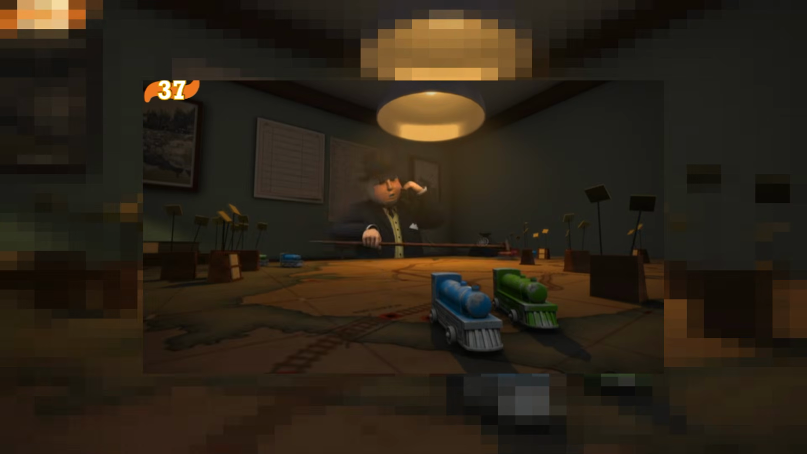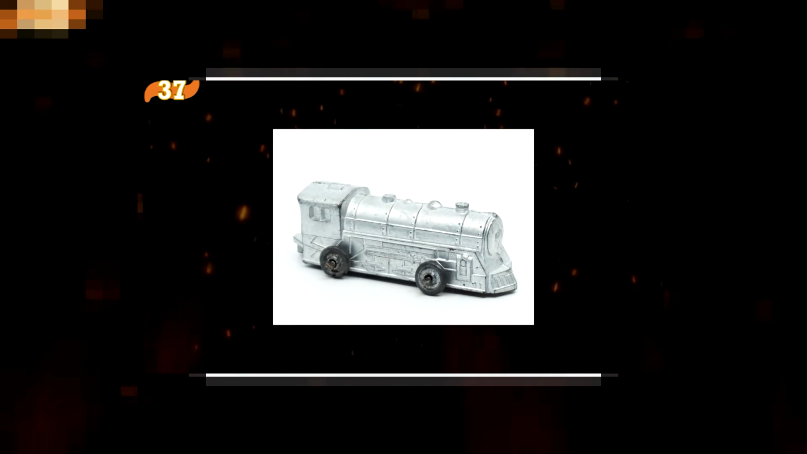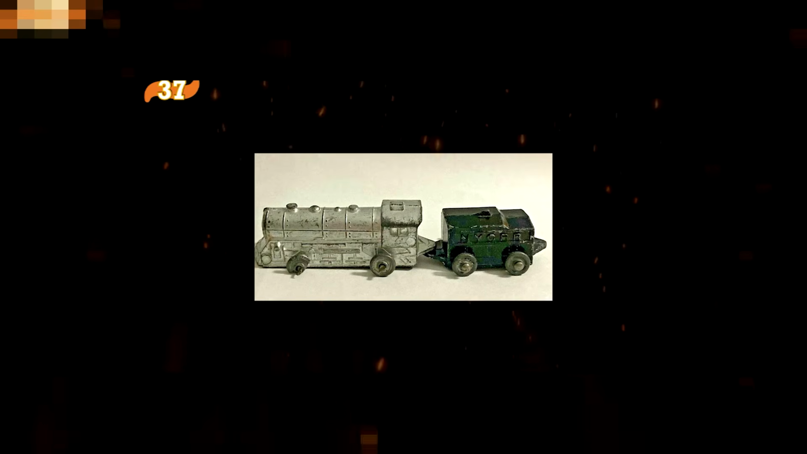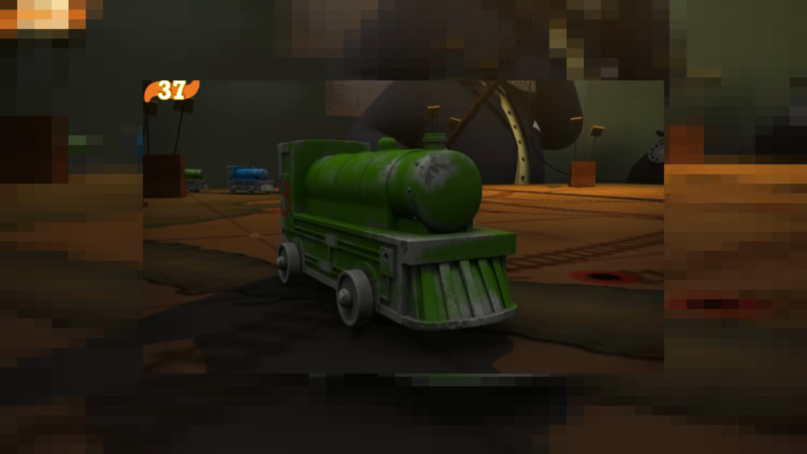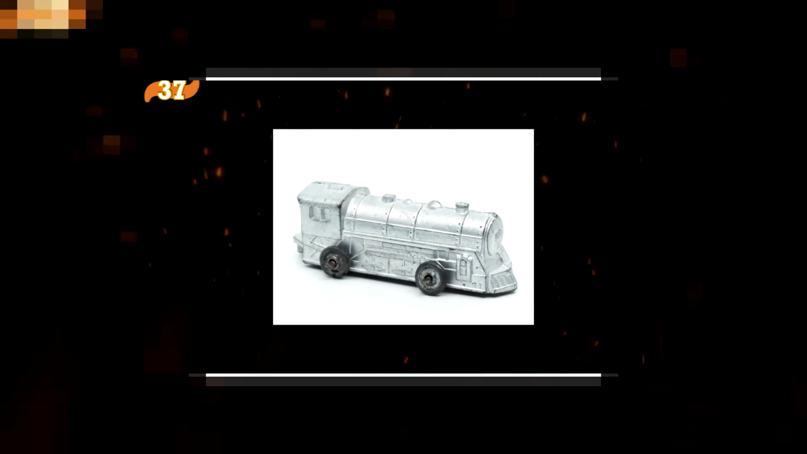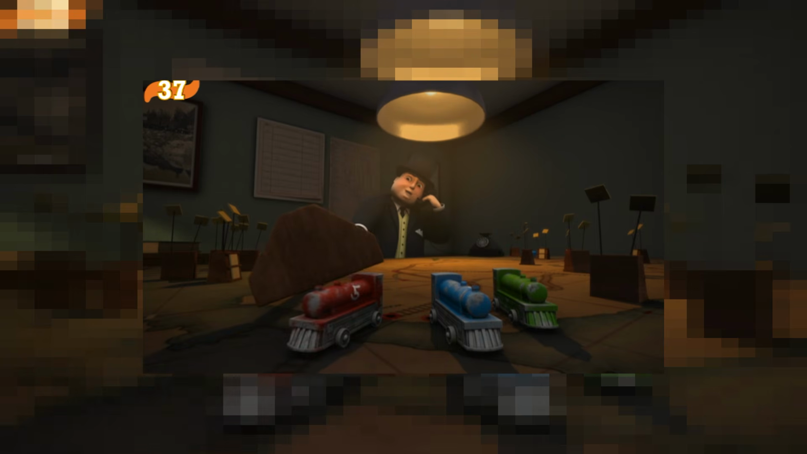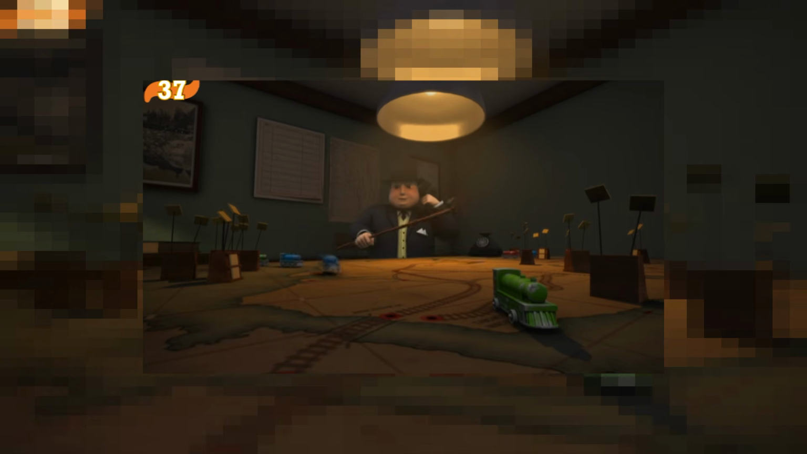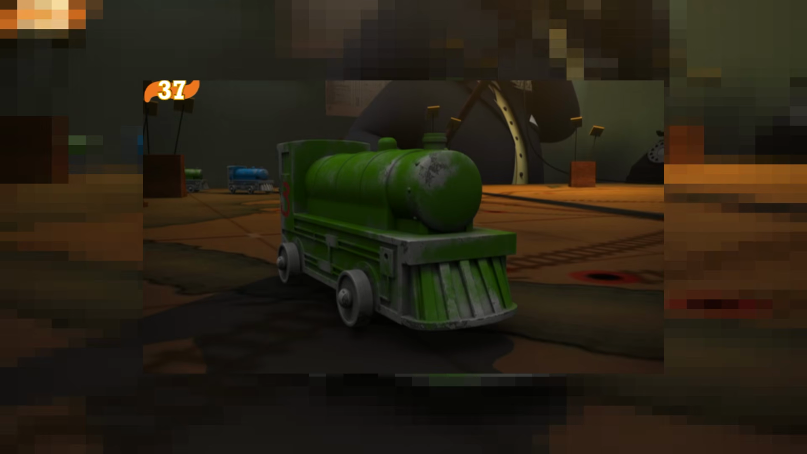These metallic toys that Topham has in his office are actually based off real vintage train toys from the 1960s. You can tell by the wheels, and the American designs, and the silver paint. I really want to make a custom of these now. I also love how crudely painted they are. You can tell that Topham painted them himself, it's so funny.